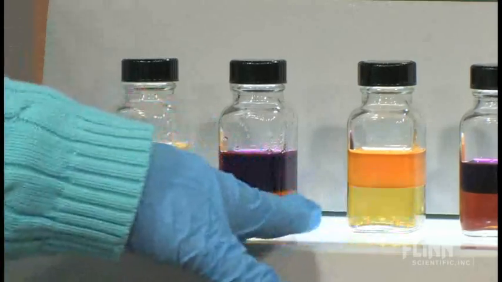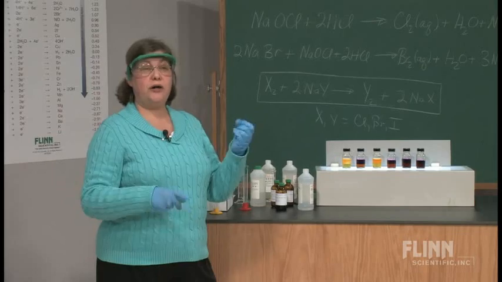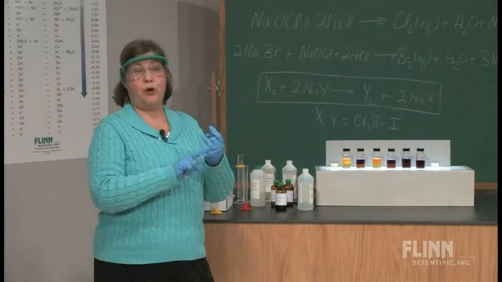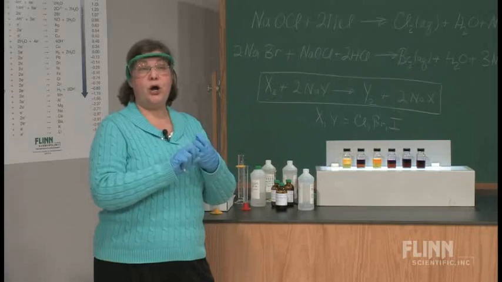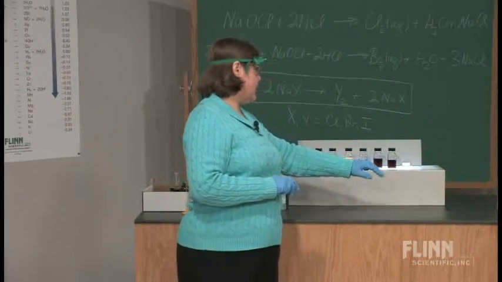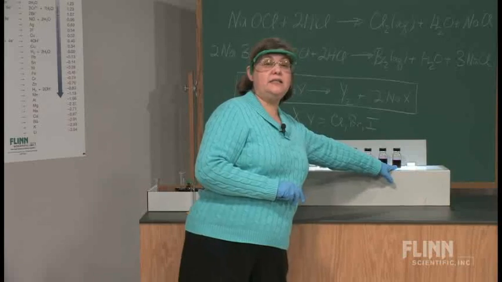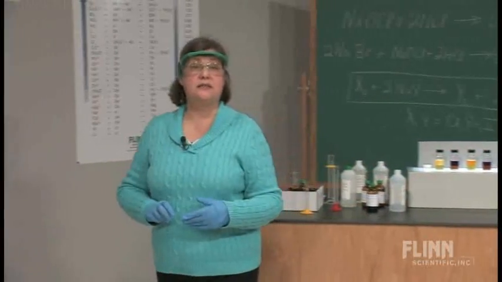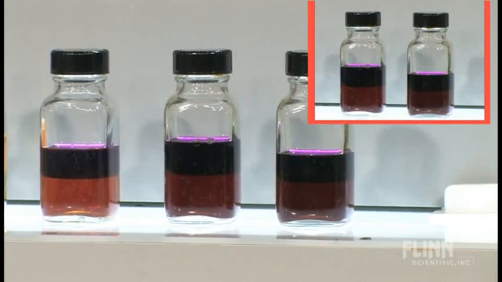So already we've learned what? That chlorine reacted with both sodium bromide and sodium iodide. Bromine only reacted with one. It only reacted with the sodium iodide. How about the iodine in bottles 5 and 6? Did the iodine react either with sodium chloride in bottle number 5, or sodium bromide in bottle number 6?